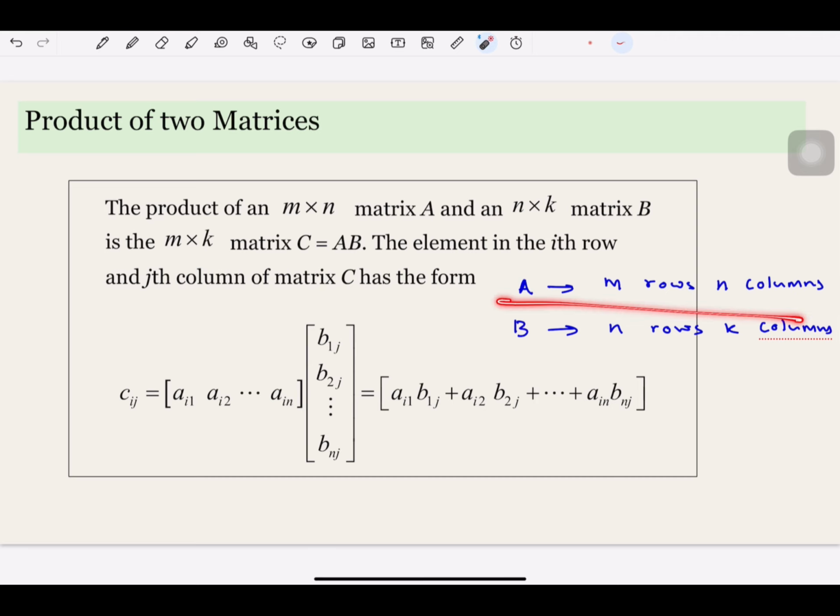So if you multiply these two matrices together, you get a result. Let's say the result is C. C is the product of A and B. So the resulting matrix will have m rows and k columns.